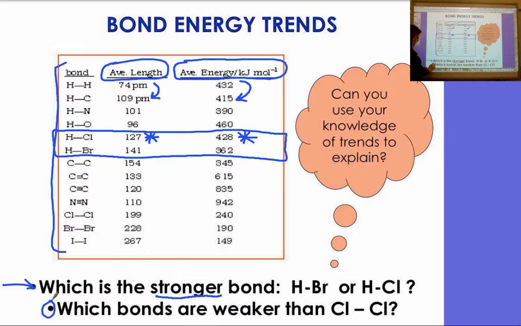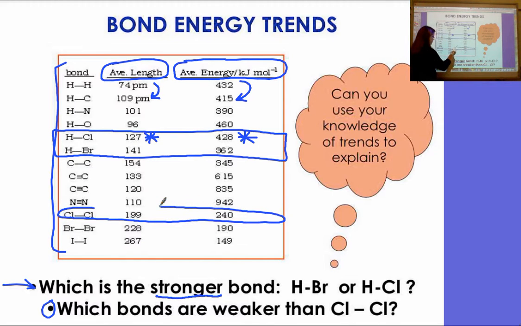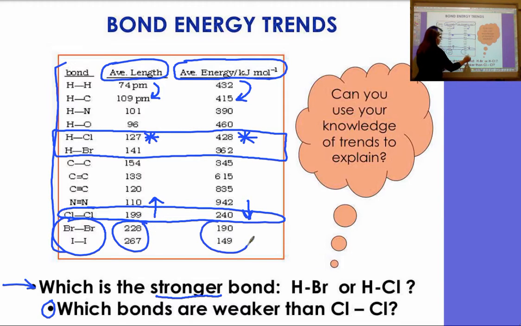Question number 2. Which bonds would be weaker than the chlorine bonds? Here's chlorine. I'm looking for weaker, so I'm looking for an energy less than 240 or a length greater than 199. Well, there's only two on this list that are greater than 199 and less than 240 in the energy column. Bromine-bromine and iodine-iodine bonds would be weaker than the chlorine-chlorine bond.